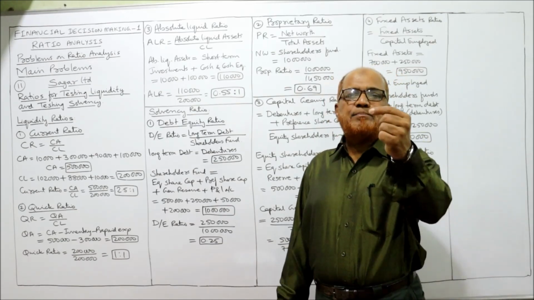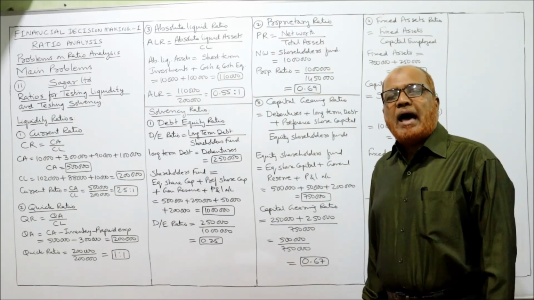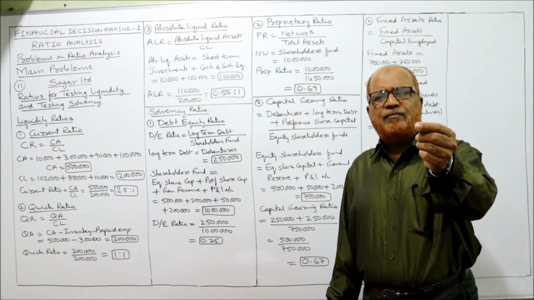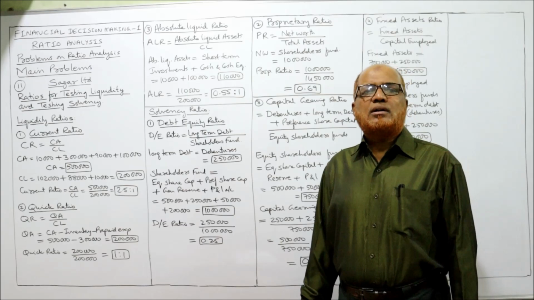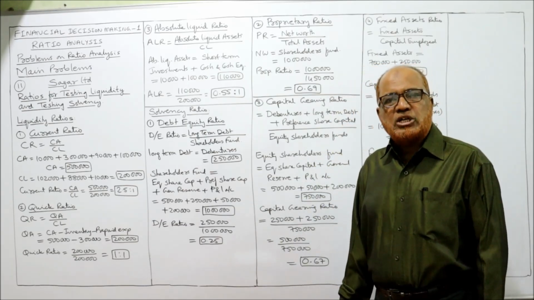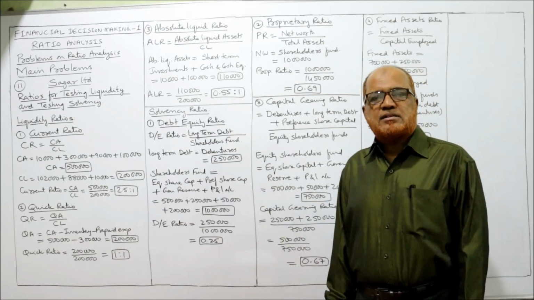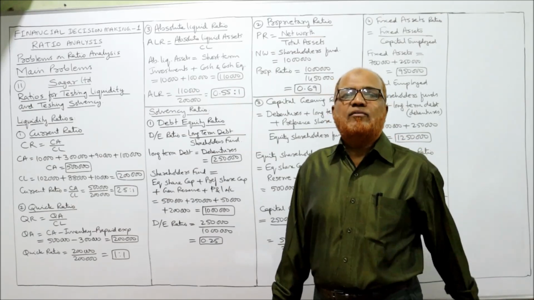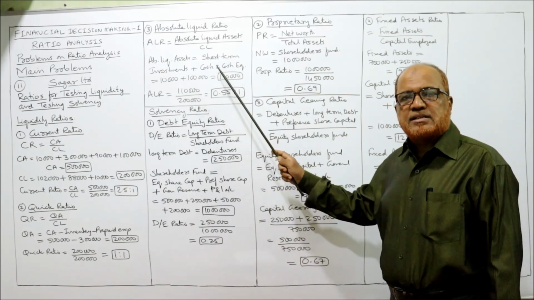The formula is absolute liquid assets by current liabilities. What do you mean by absolute liquid assets? The assets which can easily be converted into cash. Examples are short-term investments or marketable investments, and second, cash in hand, cash at bank. So simply we can say short-term investments and cash equivalents combined will give you absolute liquid assets. The short-term investments plus cash and cash equivalents.